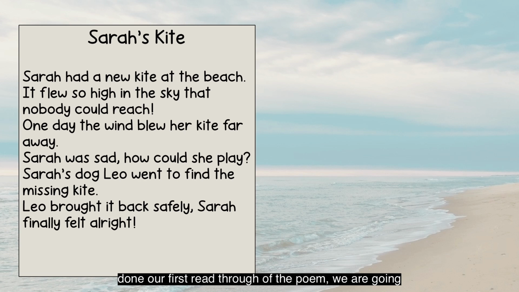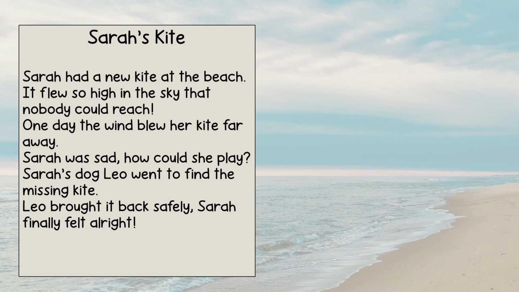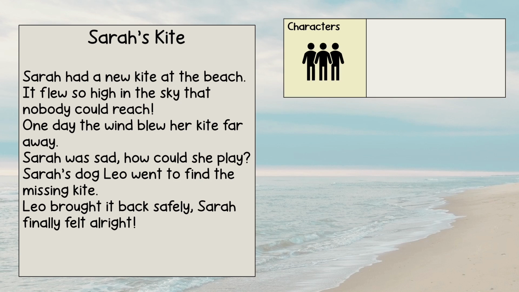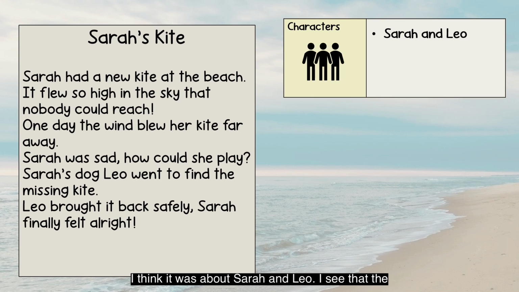Now that we have done our first read through of the poem, we are going to go back and look for details that help us find the character, setting, and events. Let's start by finding the character. Who or what was this poem about? I think it was about Sarah and Leo. I see that the poem mentions both Sarah and her dog Leo.